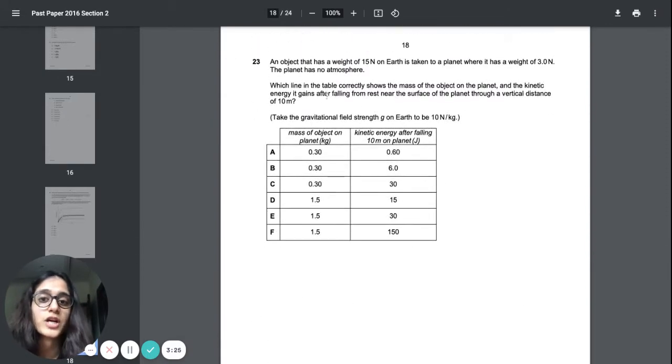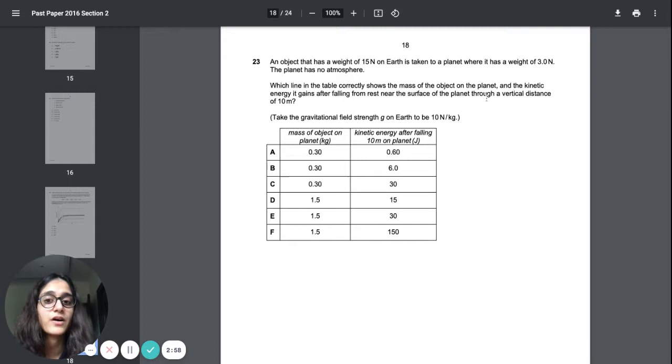Question 23. An object has a weight of 50 newtons on Earth and is taken to a planet where it has a weight of 3 newtons. The planet has no atmosphere. Which line in the table correctly shows the mass of the object on the planet and the kinetic energy it gains after falling from rest near the surface of the planet through a vertical distance of 10 meters? So mass can be calculated by dividing 15 by 10, and mass remains constant, so that has to be 1.5, and hence we can disregard options A, B and C.